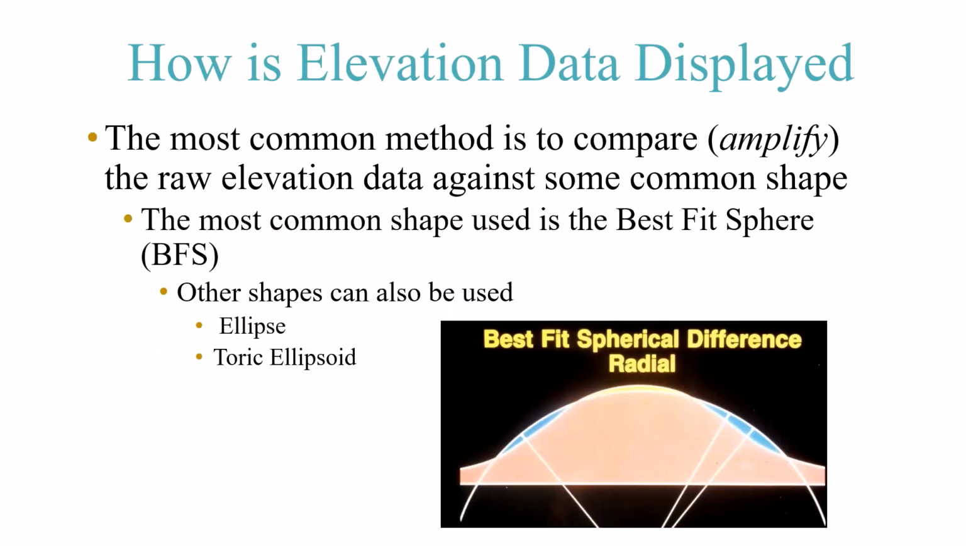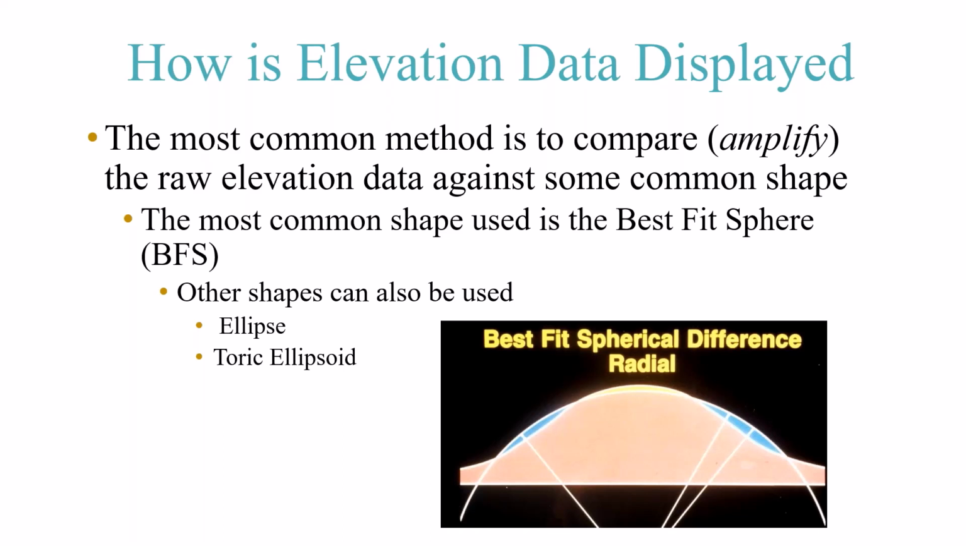And the most common method to display elevation is to compare the raw elevation data against some common shape. And those shapes can vary. They can be spheres, torics, ellipsoids, they can be anything. But the most common shape used is a best fit sphere. As I mentioned, other shapes can be used, ellipse, toric, ellipsoid, but for general screening, a best fit sphere is the most intuitive and easy to interpret.